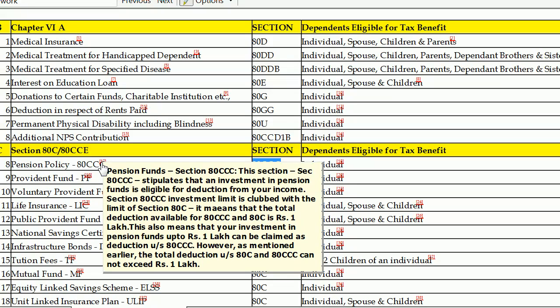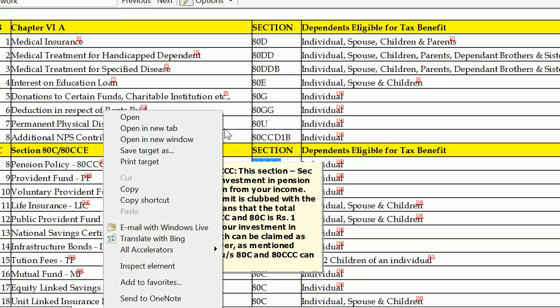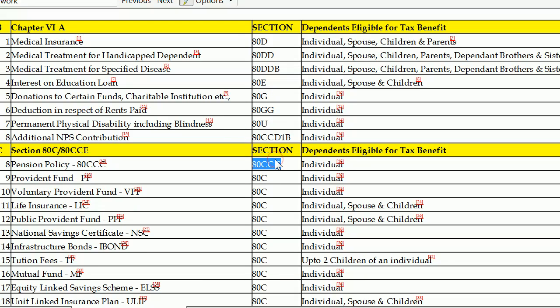Let me read that. It means that the total deduction available for 80CCC and 80C is 1 lakh. This also means that your investment in pension funds up to 1 lakh can be claimed as deduction under 80CCC. However, as mentioned earlier, the total deduction under 80C cannot exceed 1.5 lakh. This rule was changed, so I need to update this. This comes under 80CCE.